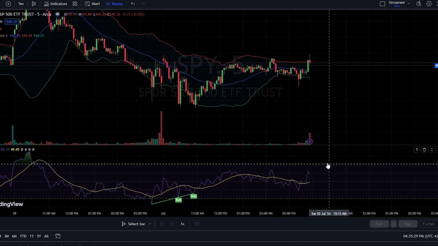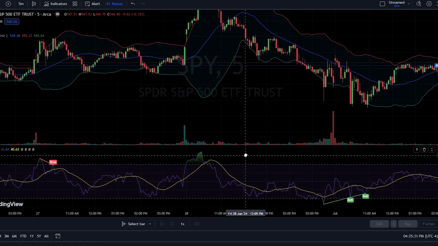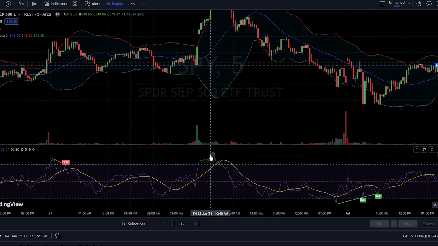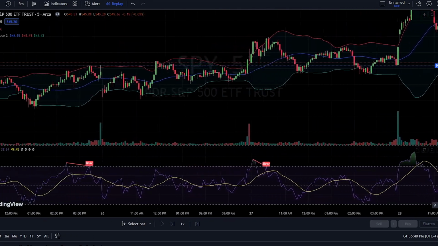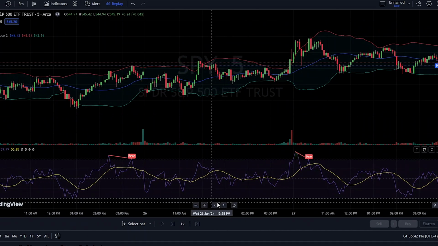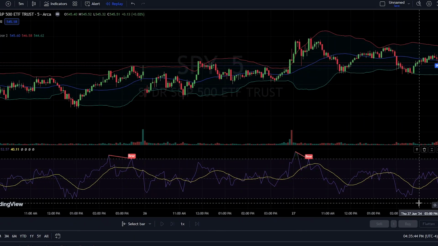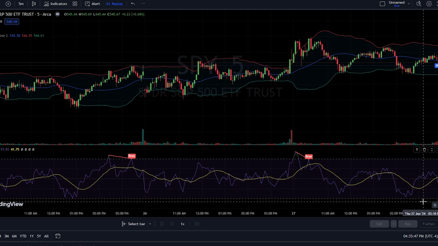Now, the way the relative strength index works is if the value is over 70, then the market is currently being overbought, meaning that there's a high chance that the market is going to go down. And if RSI is below 30, then there's a high chance that the price is going to go up as the market is being oversold.